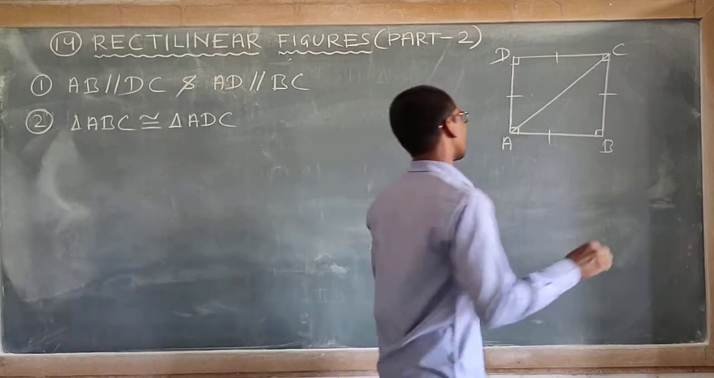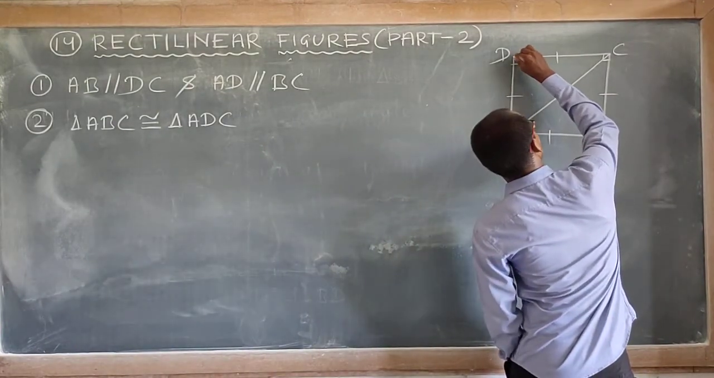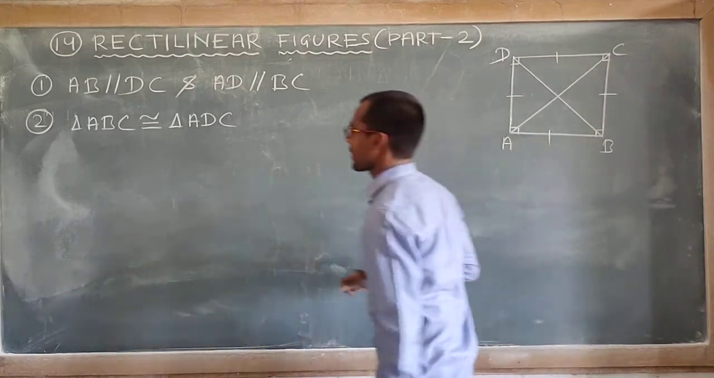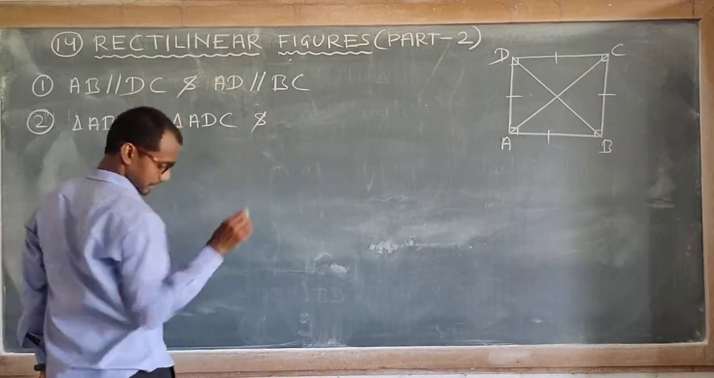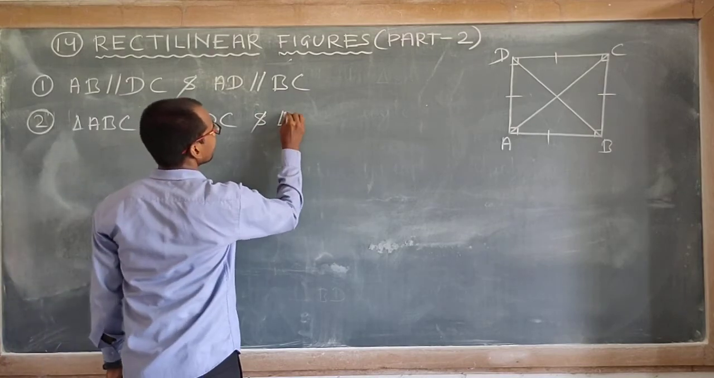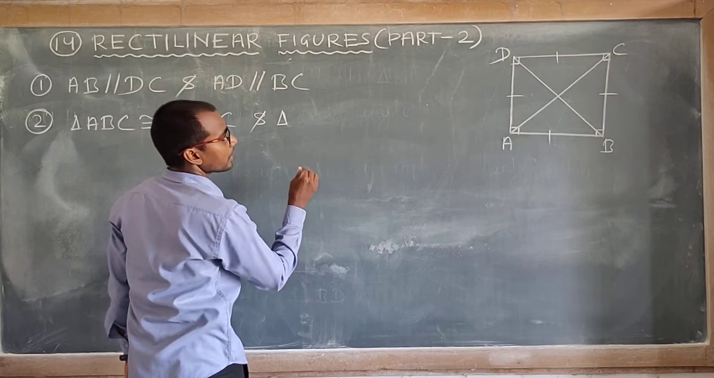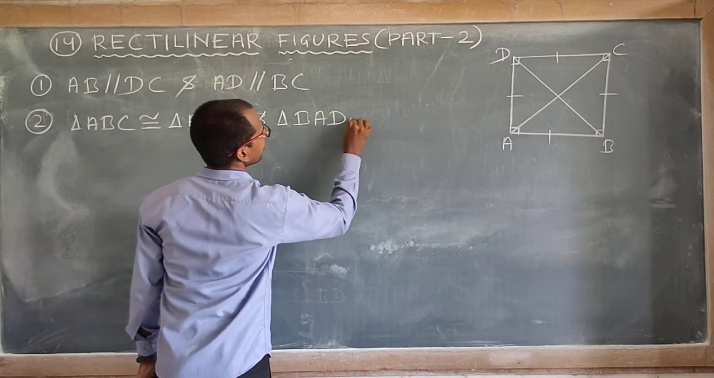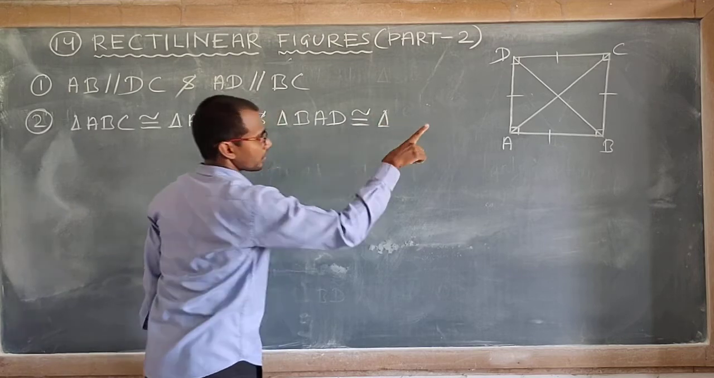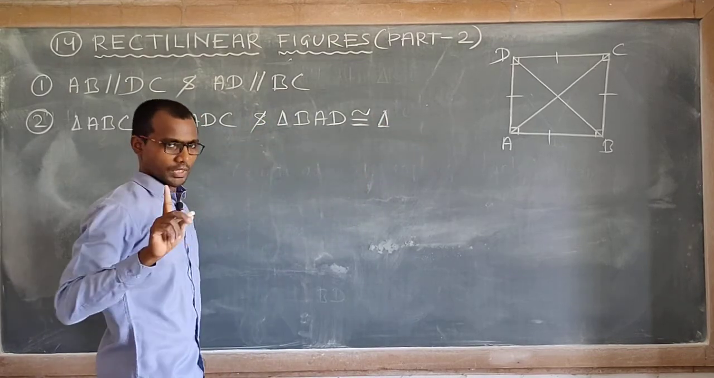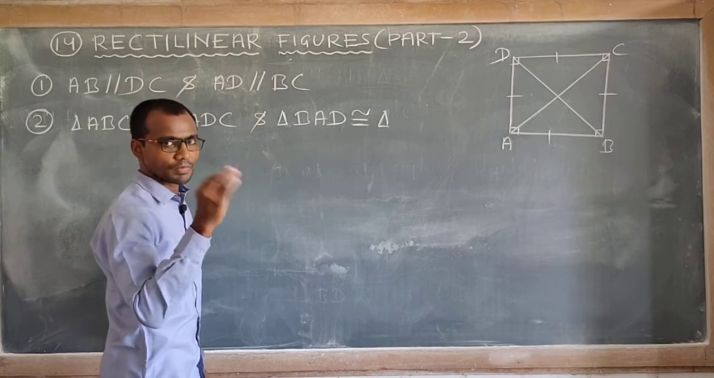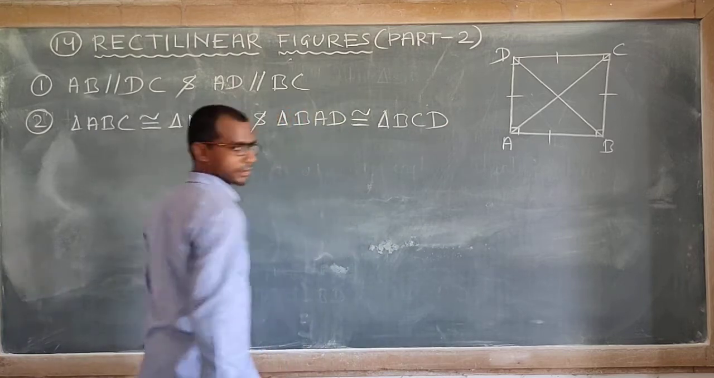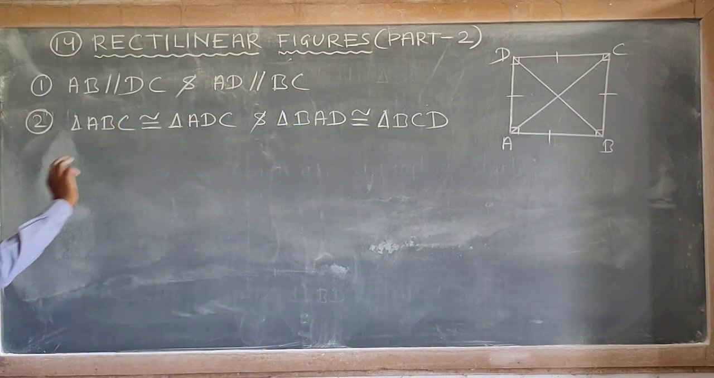Similarly, if I join the diagonal BD, then triangle BAD. Don't look at the diagonal AC, simply look at the diagonal BD. BAD is congruent to BCD. So this is the second property of square.